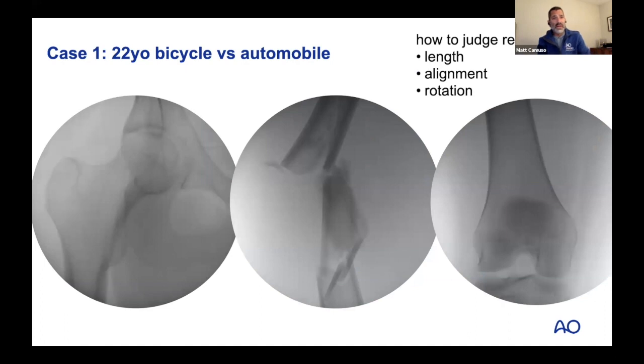So here we are in the operating room. We've got images, AP images of the hip and the diaphysis and the distal femur. Mitch, how are you going to judge this reduction? How are you going to judge length? How are you going to plan to judge alignment? And maybe as importantly, how are you going to plan to judge rotation?